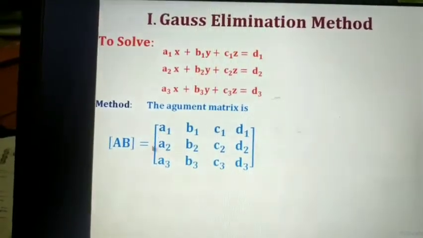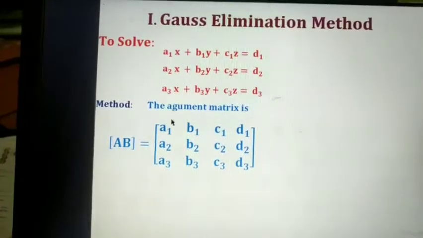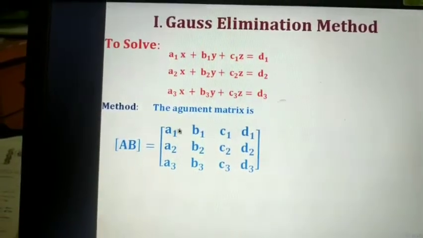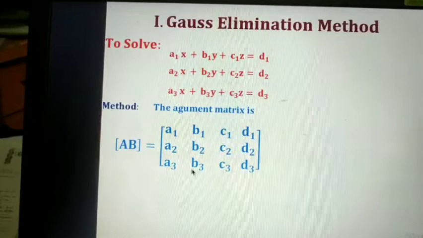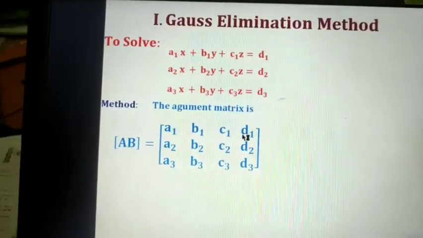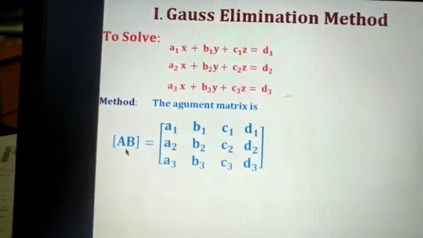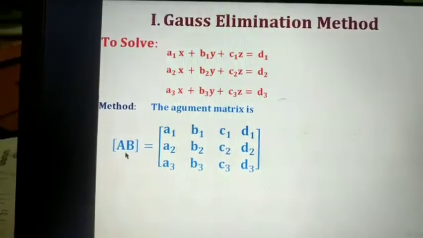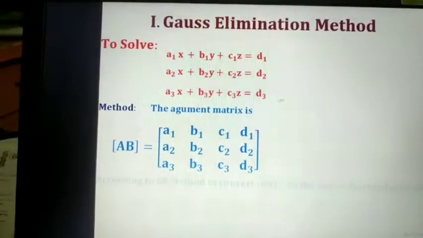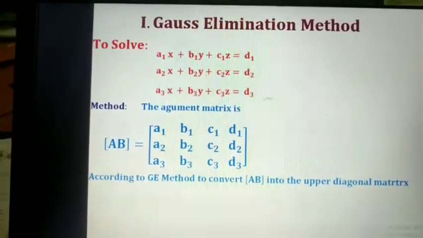What is the square matrix? The square matrix is these terms: A1, B1, C1, A2, B2, C2, A3, B3, C3. This D1, D2, D3 is the supported column forming the augmented matrix AB. According to the Gauss elimination method, our work is to find the values of x, y, z.